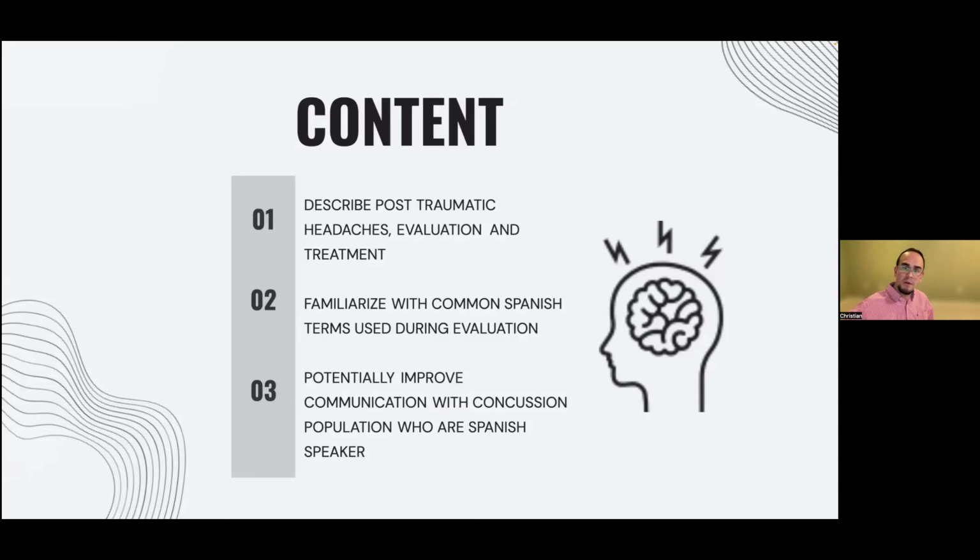So briefly, the content of this presentation will be to describe the pathology, incidence, and the epidemiology of post-traumatic headaches. How do we evaluate them? Summarize and try to introduce a treatment plan that could work for some patients. And then in the meantime, familiarize with common Spanish terms that we use during the evaluation of these patients, and potentially improve the communication with this patient population, which is one of the goals of this group from PM&R.